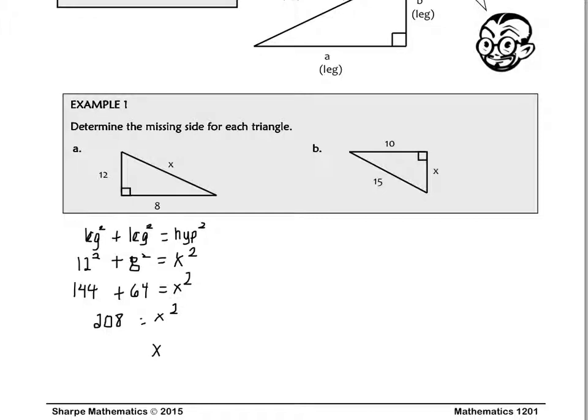So x would be the square root of 208. If you have x squared and we want to get x, you can square root both sides. And we don't have to consider the fact that x could be negative because in this case x is a side length, which would be a positive value. And you can approximate that. So x would be approximately 14.4.